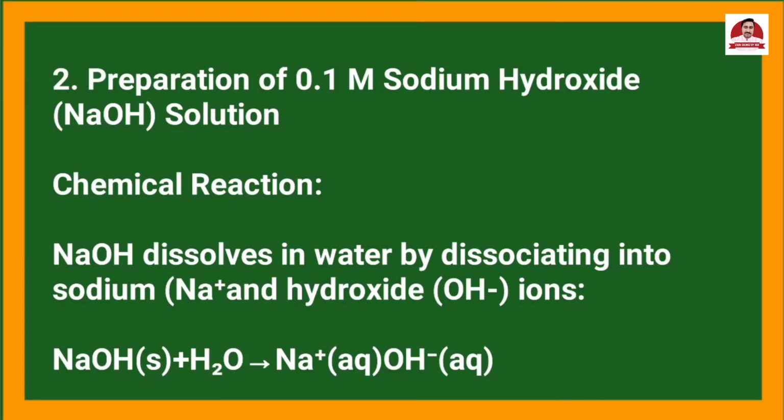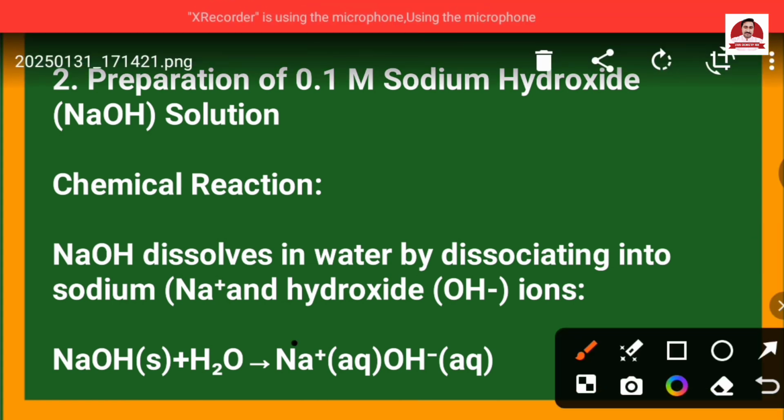Next is the preparation of 0.1 molar sodium hydroxide solution. First we discuss its chemical reaction. As we know, sodium hydroxide dissolves in water by dissociating into sodium ion and hydroxide ion. When sodium hydroxide dissolves in water, it dissociates into its respective ions, that is sodium ion and hydroxide ion.